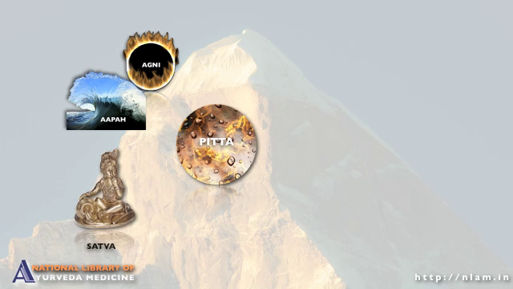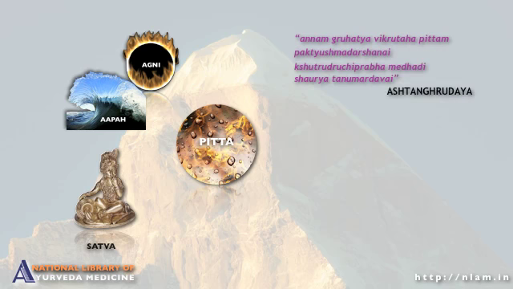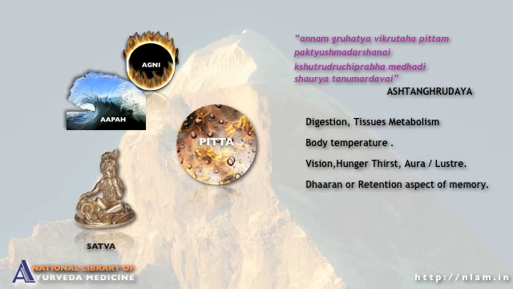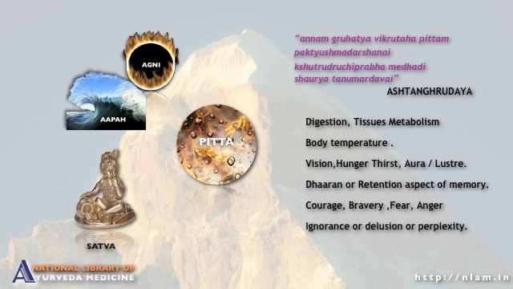To understand Pitta Dosha from a human perspective, we need to understand its functions as depicted by Vagbhat in Ashtang Hridaya. The functions in brief are digestion, maintenance of body temperature, metabolism of tissues, vision, hunger, thirst, aura, dharan or retention aspect of memory, courage, bravery, fear, anger, ignorance, delusion or perplexity, suppleness and softness.